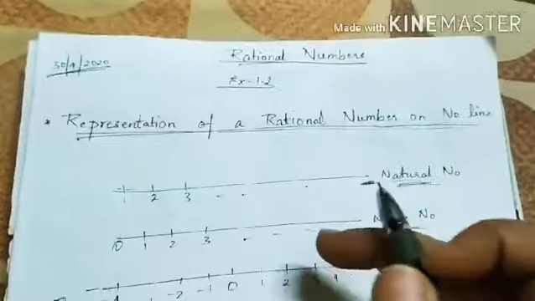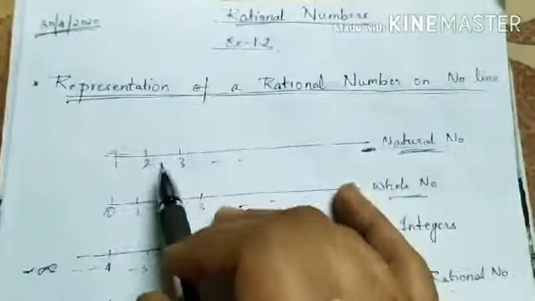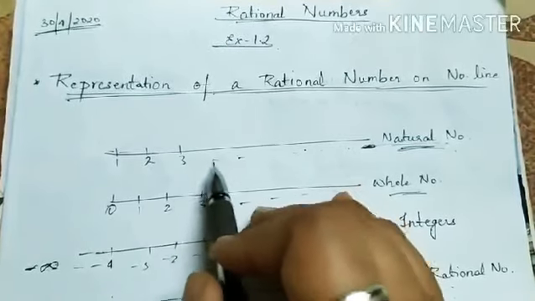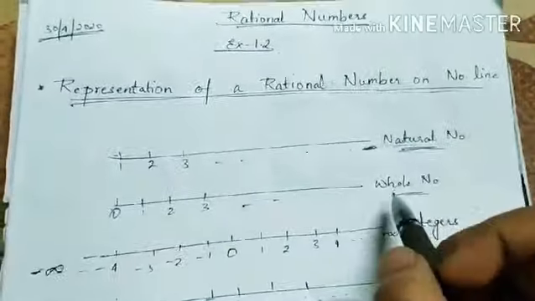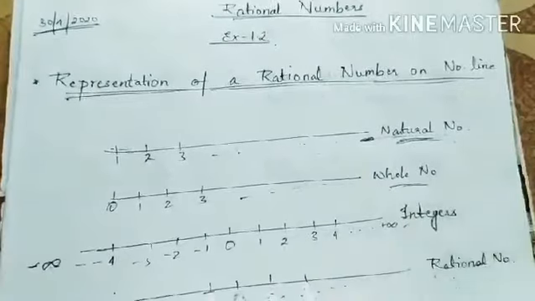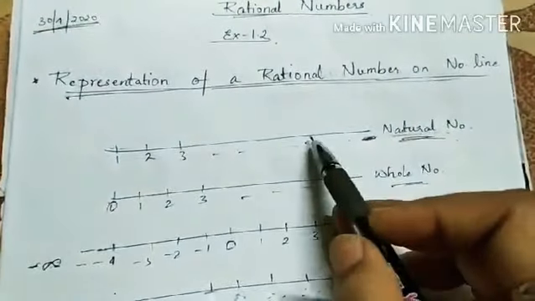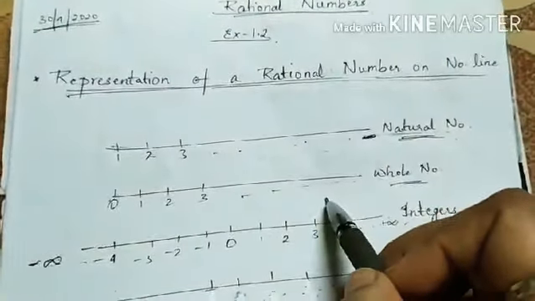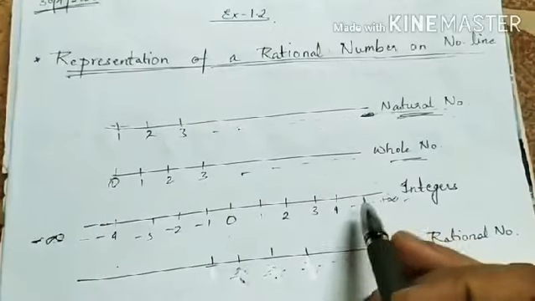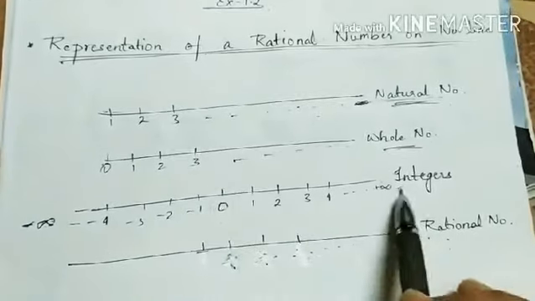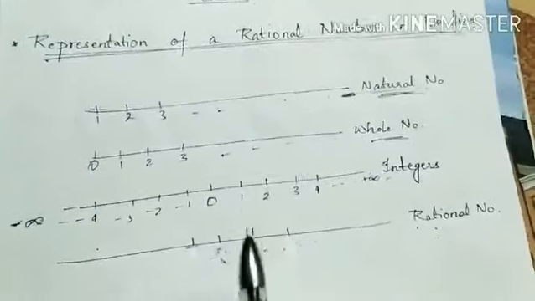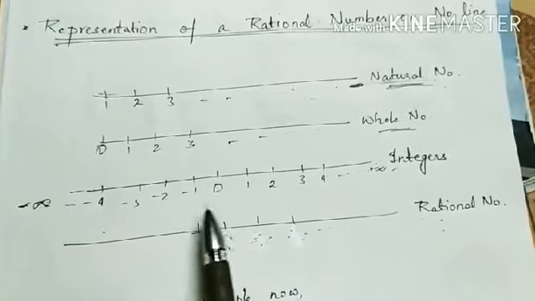You know how to represent natural numbers on number line. Simply you put 1, 2, 3 and so on on the number line. The whole numbers including 0, 1, 2, 3 and so on on the number line. You know this and you know how to represent it on the number line. Now coming to the integers: 0, 1, 2, all the natural numbers with the whole numbers and the negatives of those numbers. That is represented on the number line, 0 to infinity and 0 to minus infinity.